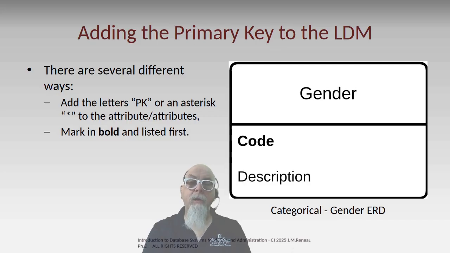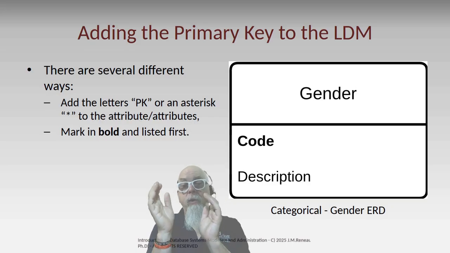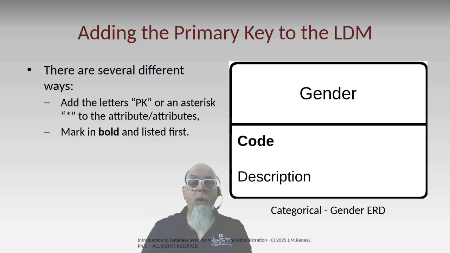Some data modelers put a set of parentheses with the letters PK either after or prior to it, defining that that is the primary key attribute. But I'm going to do it modeled like this, with it in bold.